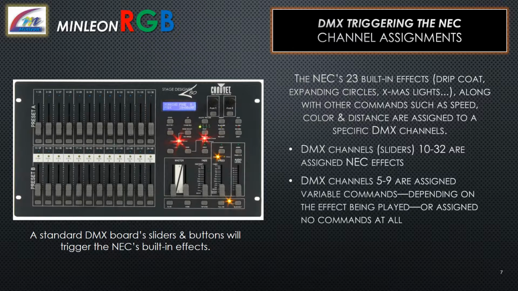Channel Assignments. The NEC's 23 built-in effects, along with other commands such as speed, color, and distance, are assigned to specific DMX channels. DMX channels 10 through 32 are assigned to NEC effects. DMX channels 5 through 9 are assigned variable commands, depending on the effect being played, or they're assigned no commands at all.